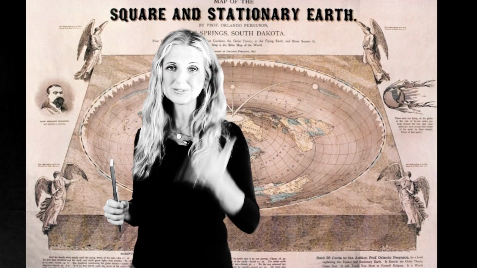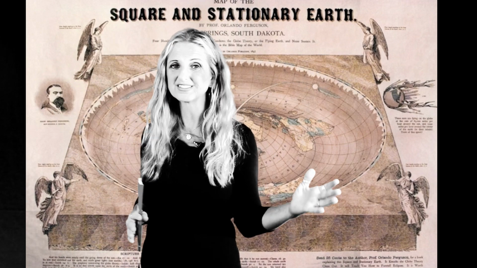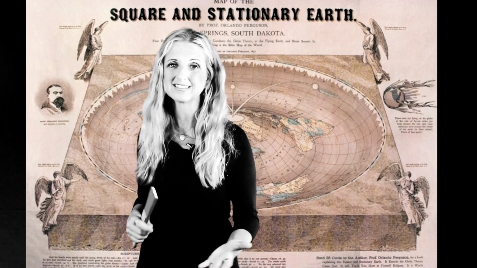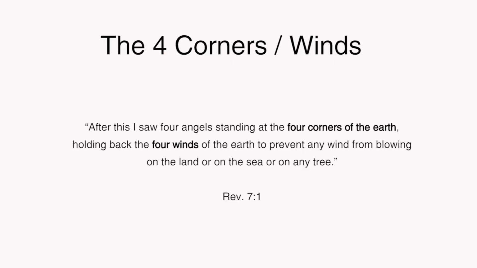So the scripture that talks about the four corners of the earth is clearly not talking about the shape of the world. It's clearly talking about the four cardinal points, north, south, east, and west, and referring to all the people coming from all over the world, all over those four cardinal points. All right, this is giving me a headache. I'm done. Let's keep going.